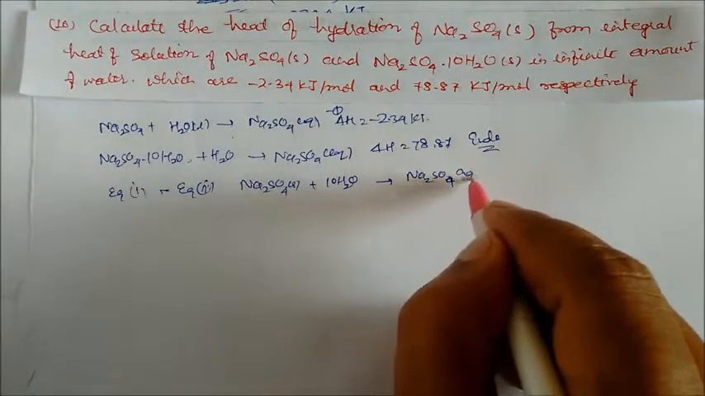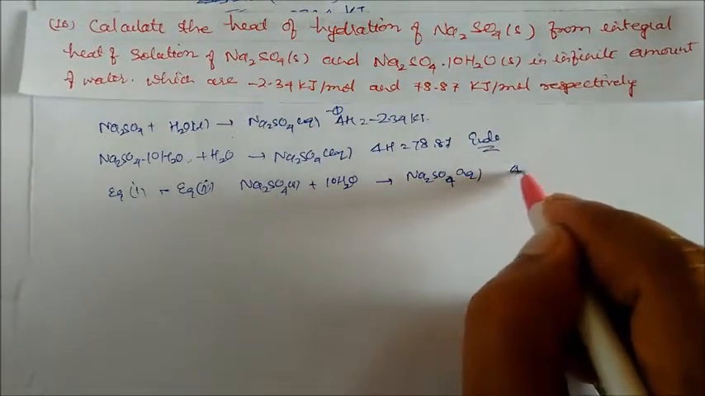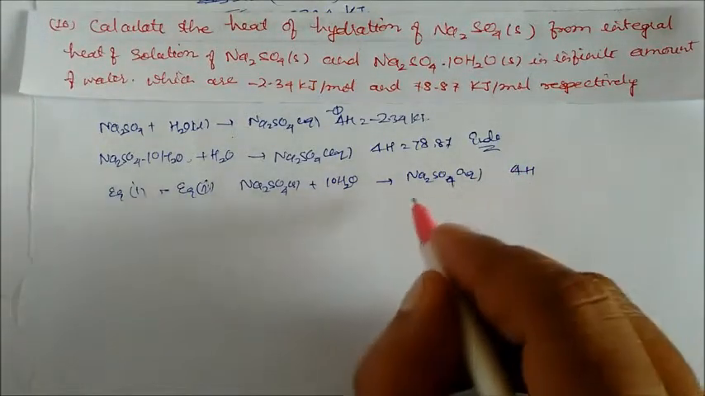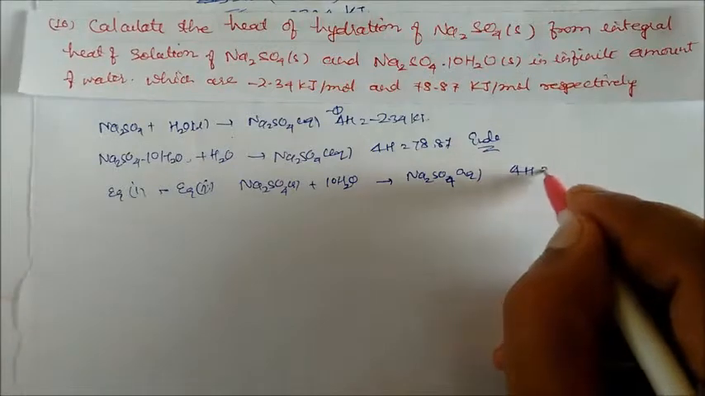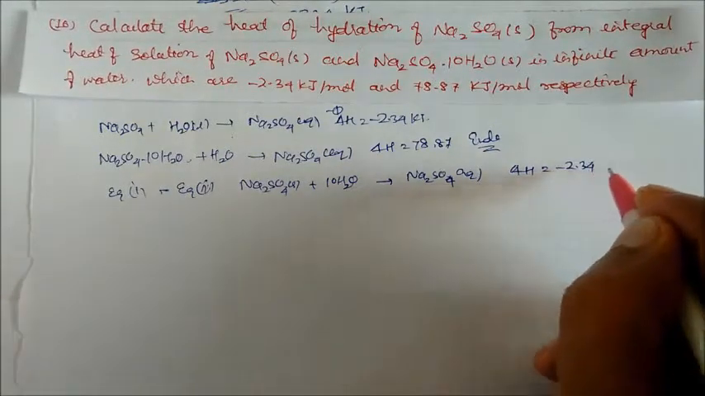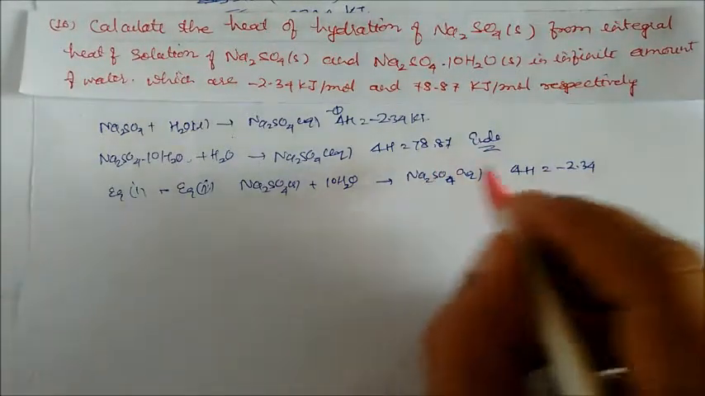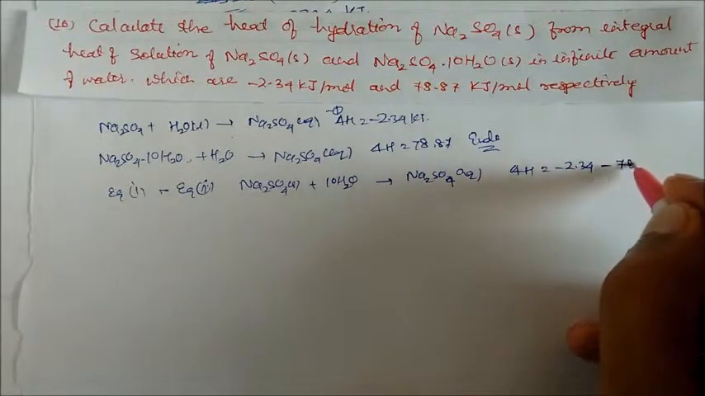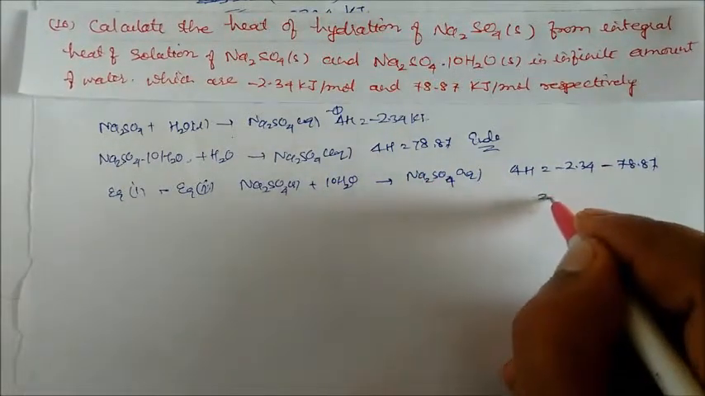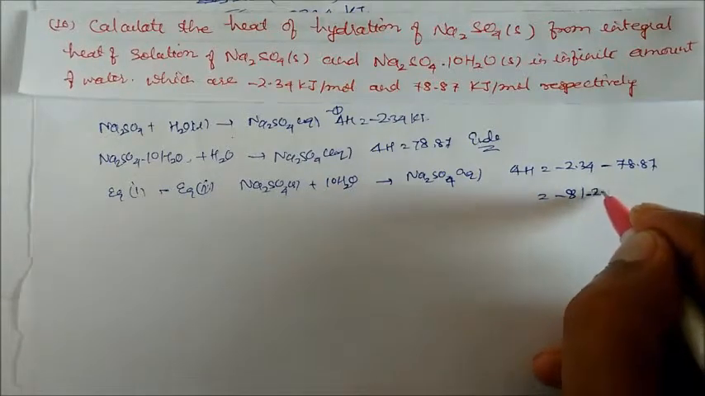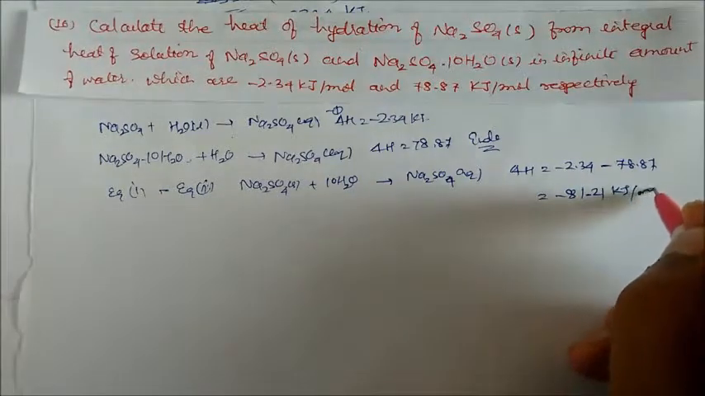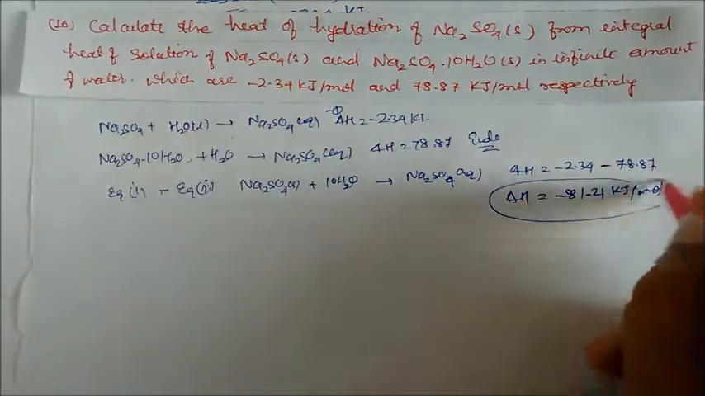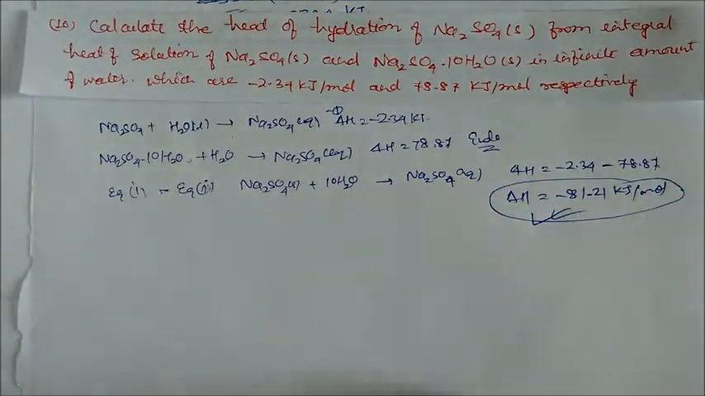sulfate in aqueous solution, and here delta H will be how much? We are subtracting, so this is minus 2.34, and this is minus, so again minus 78.87. The total value will be minus 81.21 kilojoule per mole. So this is the heat of formation for sodium sulfate in water. So this is basically the reactions.